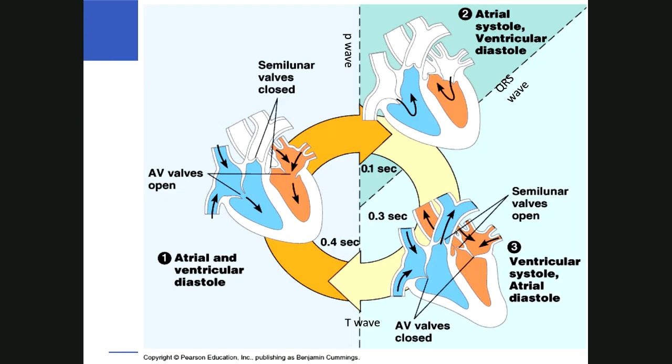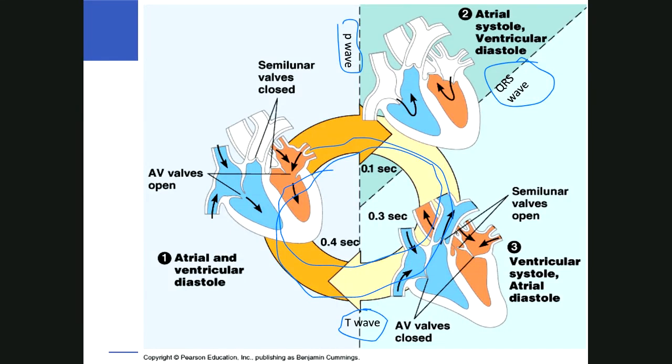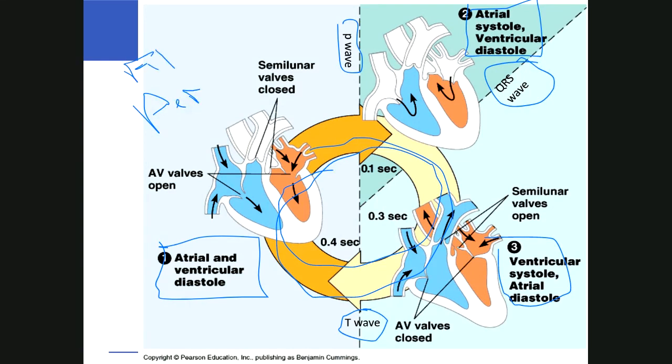So this, remember, is a cycle. It's a circle. It just happens over and over again. Remember, there's the P wave, there's the QRS, there's the T wave. This is what happens here. This is what happens here. This is what happens here. Remember, this is that period of filling. It's the fill time. And then it starts all over again.